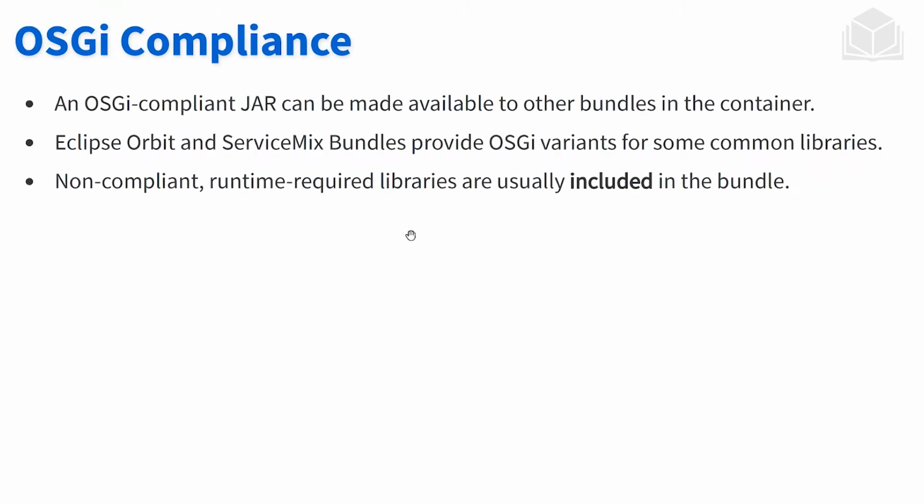So how do we navigate some of these waters? Well, first and foremost, an OSGi compliant jar, if we deploy it within the OSGi container, is made available to the rest of the OSGi container and the bundles within it, right? There are some common libraries out there that are OSGi-ified, if I can use that word. Common libraries that have been ported into the OSGi world so that the dependency management is made a little bit easier.